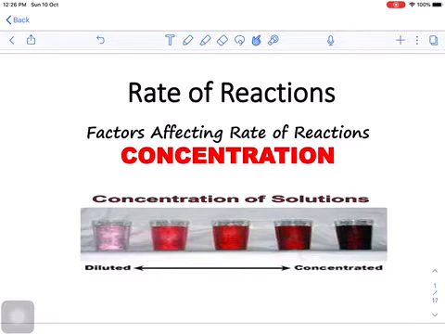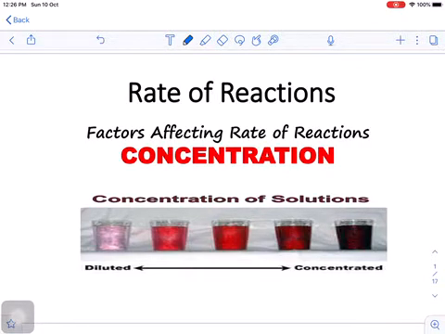Okay, so today we proceed with our chapter, which is rate of reaction. But this time we go into factors affecting the rate of reaction, and this is the second factor that we will learn, which is concentration. When it comes to concentration, of course, we have the words concentrated or diluted.